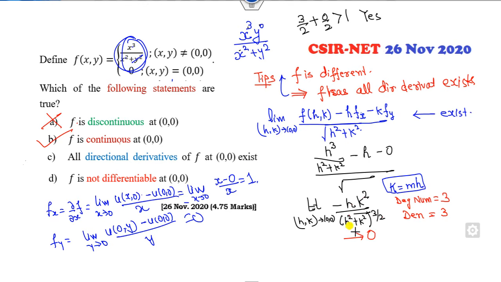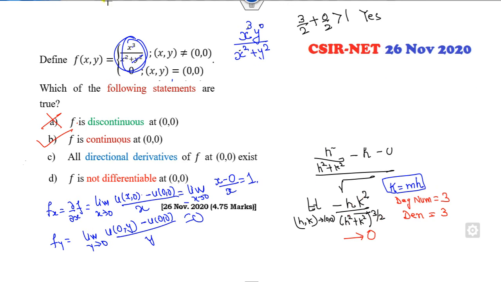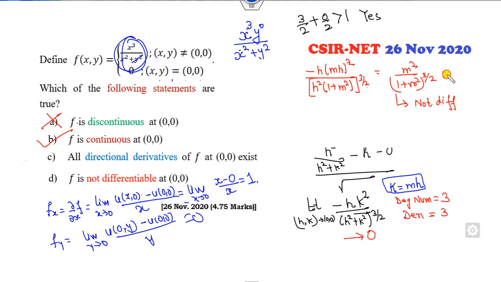Otherwise, there is no need. I will take the path h, mh. Here h square will be common, 1 plus m square to the power 3 over 2. So it is h cubed, and h cubed will cancel out. It is m square over 1 plus m square to the power 3 by 2. What does it mean? Is the function differentiable? The function is not differentiable because the limit does not exist. It means the function is not differentiable.